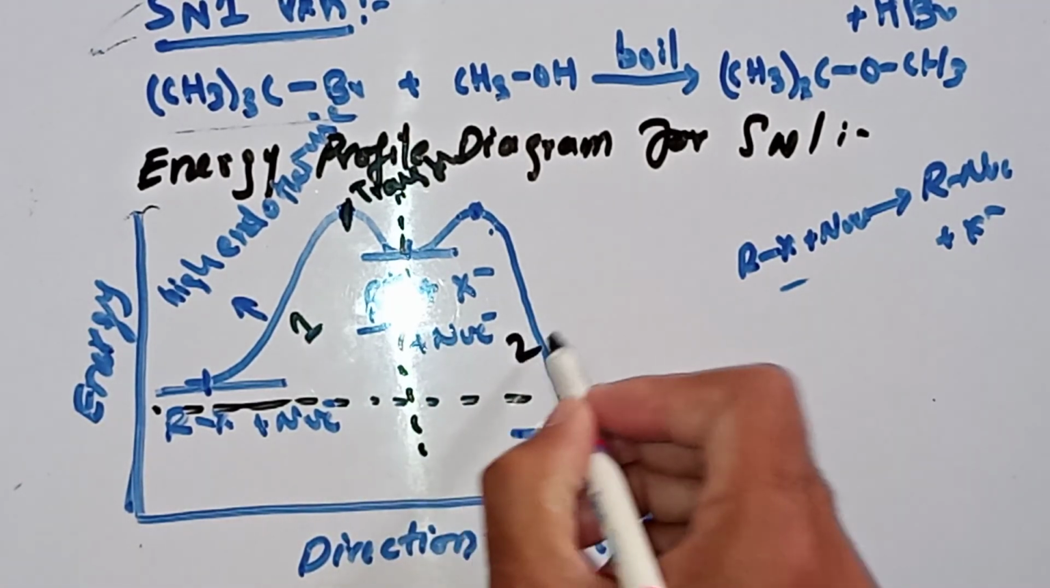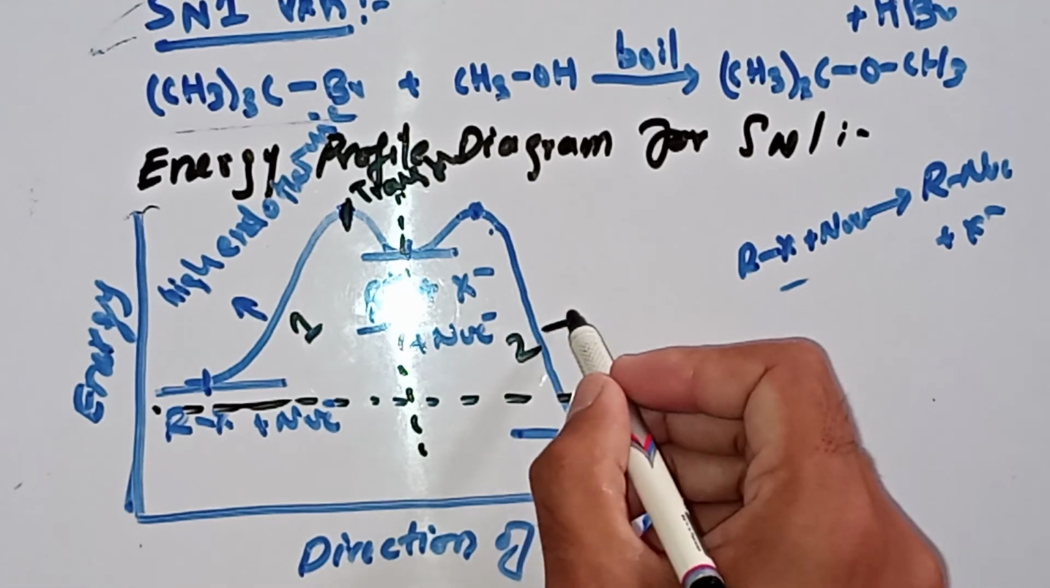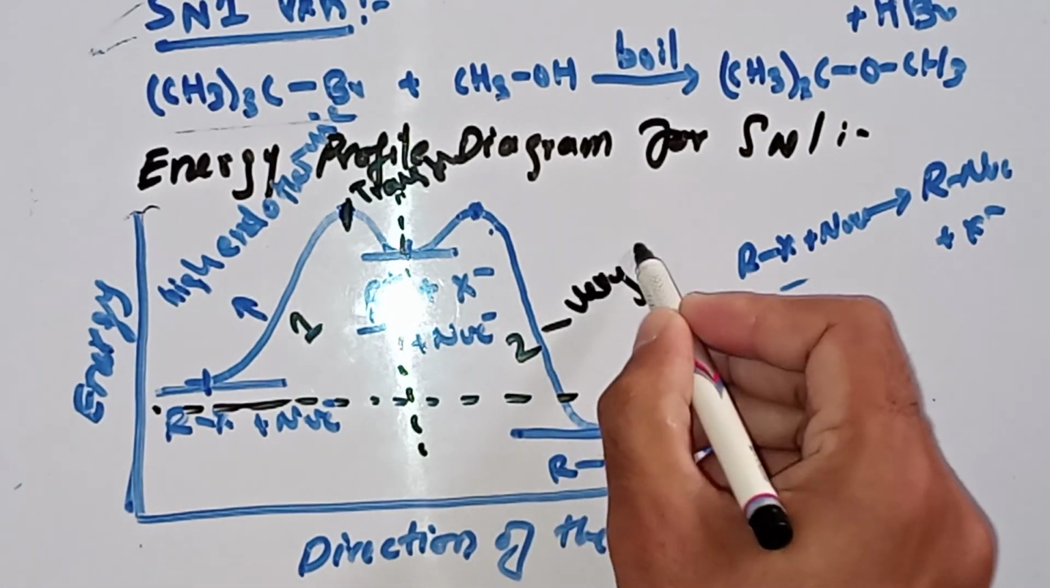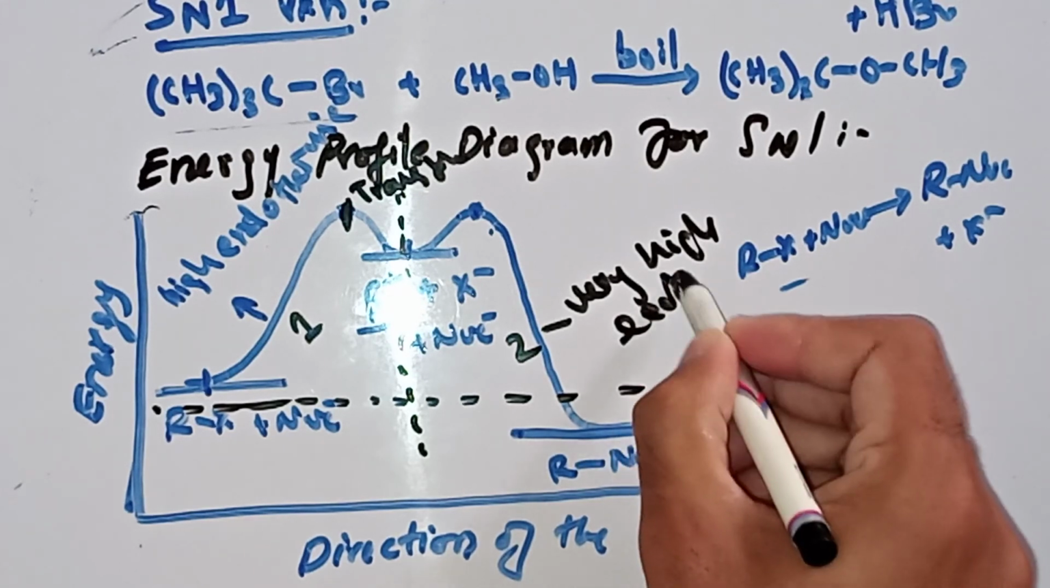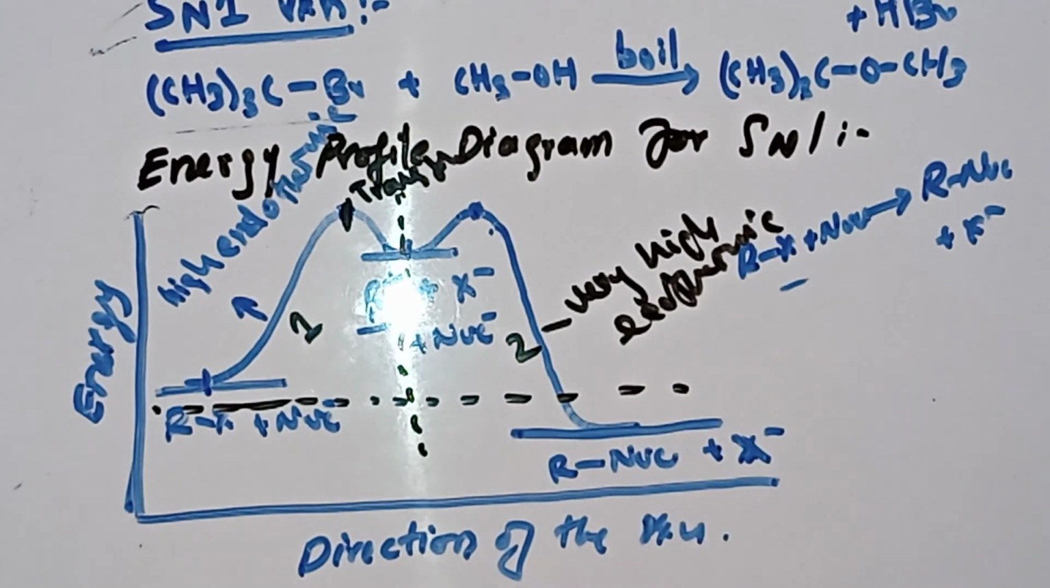The second step will be highly exothermic. The net energy of the system will be lost, meaning the system's energy is reduced. That's why the energy of the product will be decreased, and the product will be more stable compared to the reactant. The product will be very stable, because its energy is lower than the reactant. So this is the energy profile diagram of the SN1 reaction. I hope this is clear.